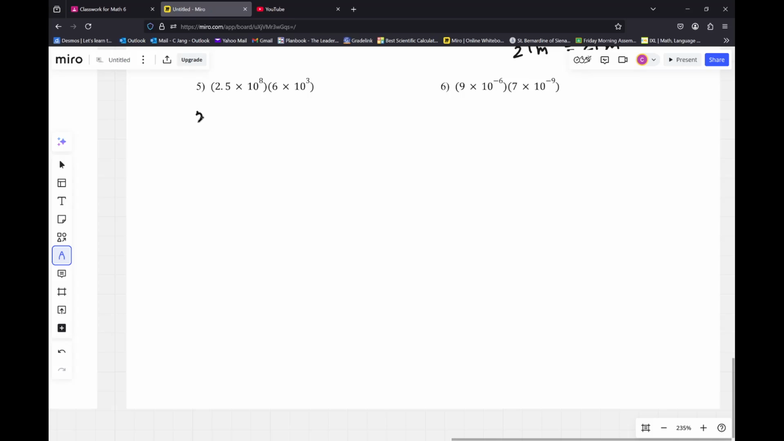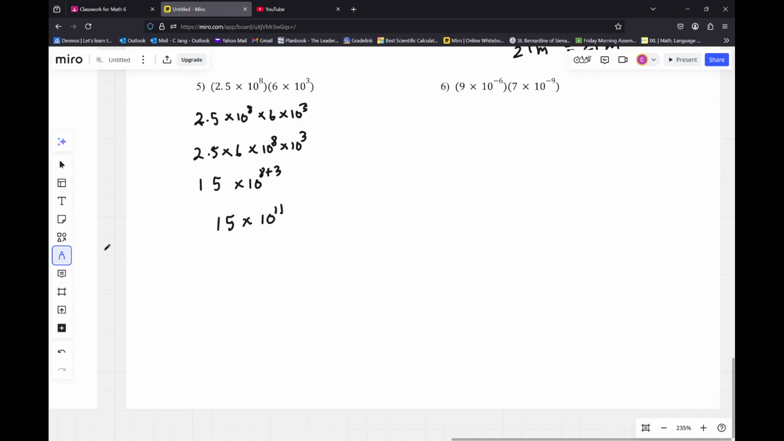Remember, we can rewrite this as 2.5 times 10 to the 8th times 6 times 10 cubed. So this is going to be 2.5, these are the coefficients essentially, times 6 times 10 to the 8th times 10 cubed. 2.5 times 6 is equal to 15. This is going to be 15 times 10 to the 8 plus 3, or 15 times 10 to the 11th. But if we're going to write this in scientific notation, we need to rewrite 15.